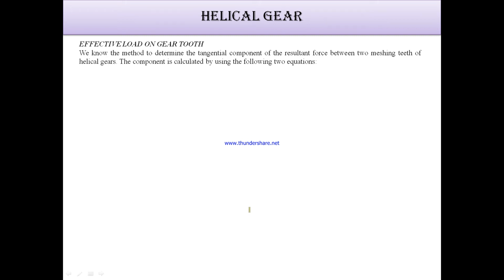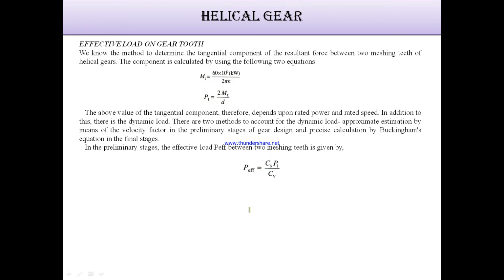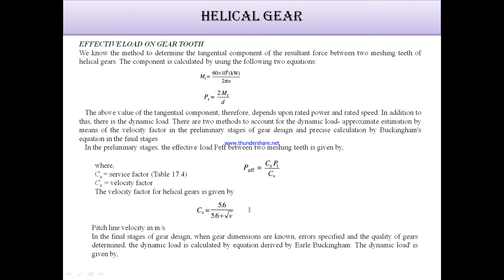In the same way, the effective load on the gear tooth. These formulas are important, so you can write them down. The torque is equal to, we always know, the tangential load is 2 times Mt upon d. The effective load formula is P effective is equal to Cs upon Cv into Pt, where Cs is the service factor, Cv is the velocity factor, and Pt is the tangential load. Cv for helical gear is taken as 5.6 upon 5.6 plus square root of V, where V is the pitch line velocity in meters per second.